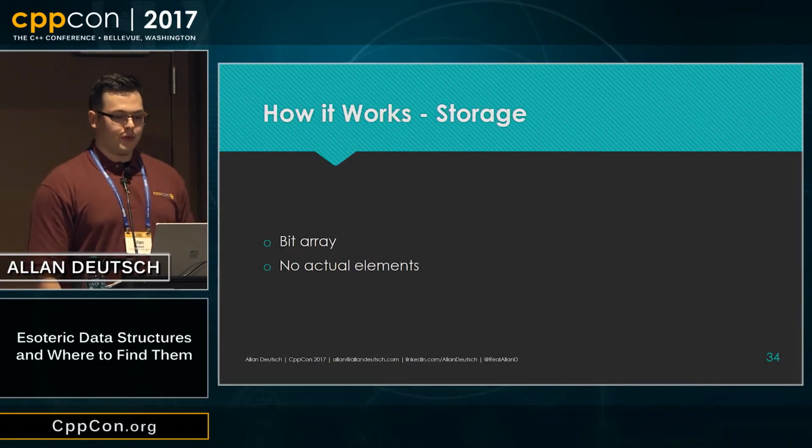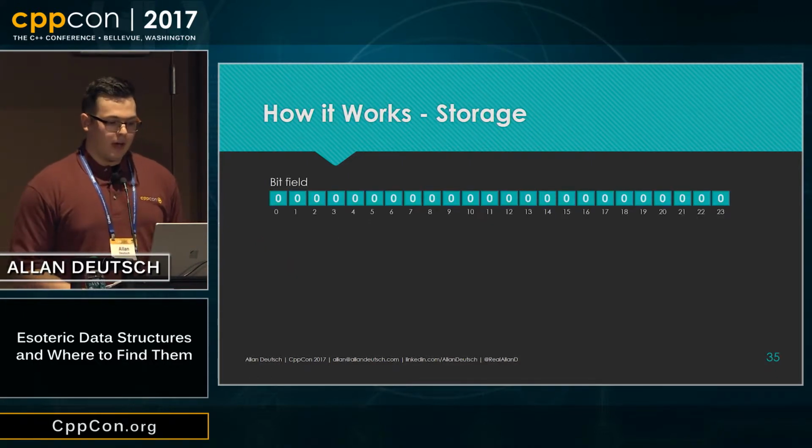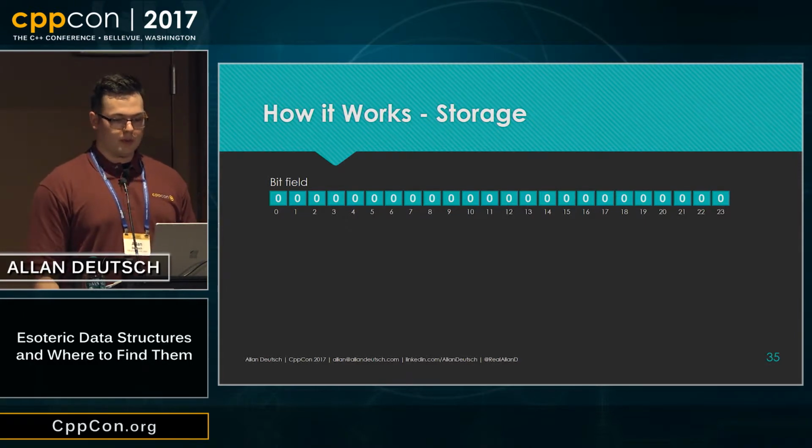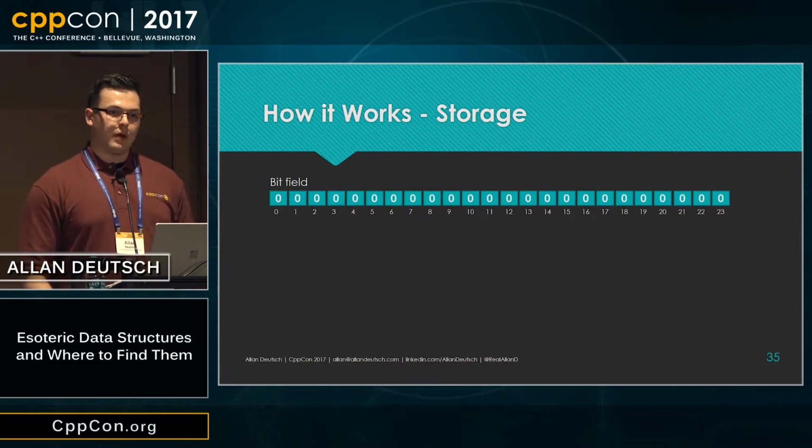So the way that a Bloom filter works under the hood, let's start with the storage. It's actually a bit array, and as I've said before, it doesn't have the actual elements. So that looks something like this. We have our bits 0 through 23 for a total of 24 bits. And these are going to get set by various hash functions whenever you insert an element.